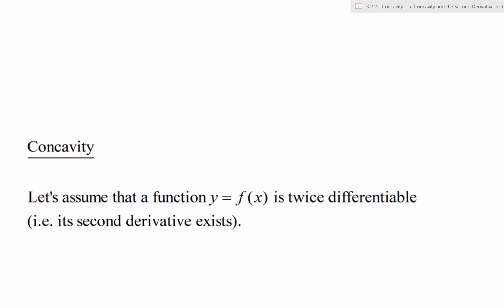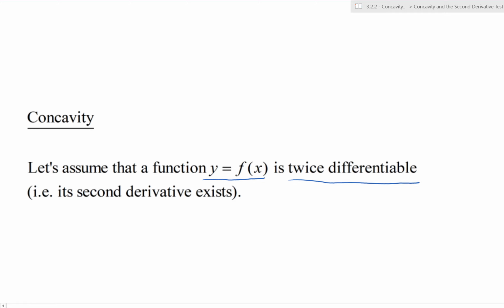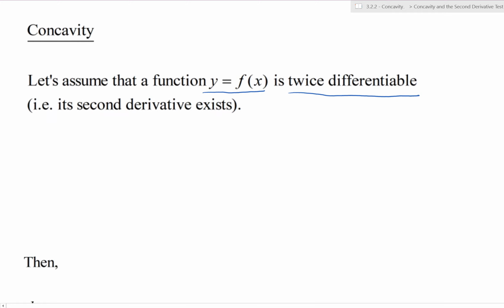Concavity. Well, we're going to start by assuming we have a function y equals f of x. And let's assume that this function is twice differentiable. In other words, we can differentiate it twice and its second derivative exists. So we've got a function, and its second derivative exists.